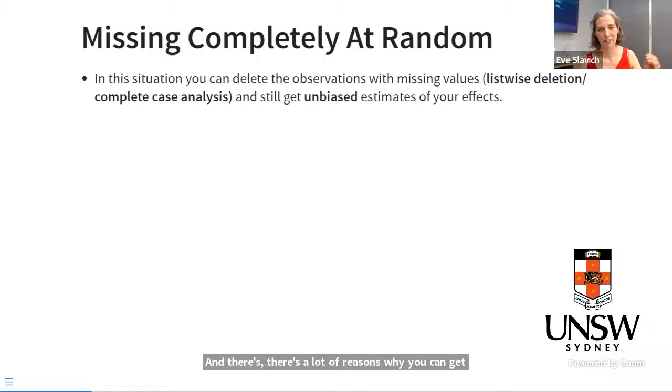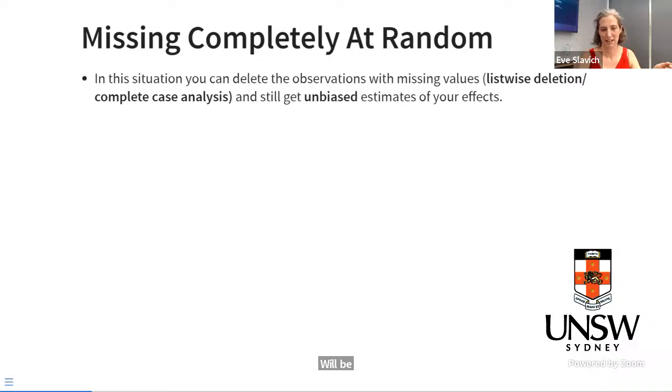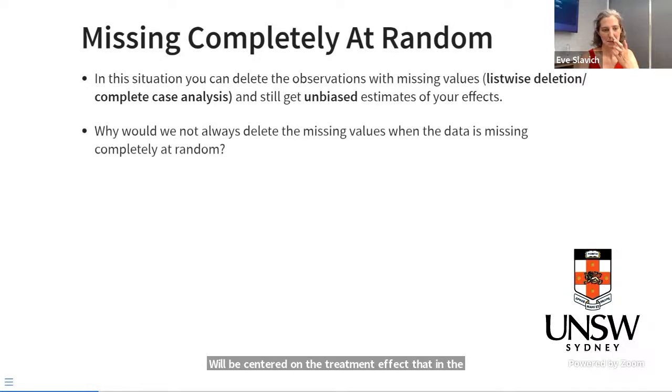So if you have data that's gone missing purely due to chance, you can delete the observations with missing values, which is called listwise deletion or complete case analysis. And if you do this, you can still get unbiased estimates of your effects. So your treatment effect will be centered on the treatment effect in the population. So why would we not always just delete the missing values when the data is missing completely at random?